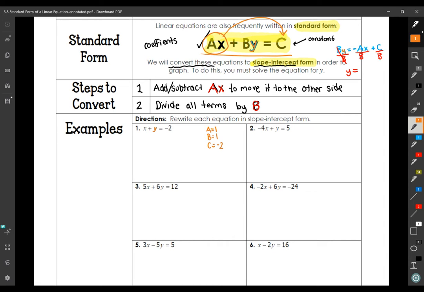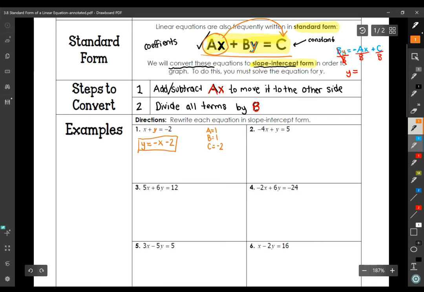So the first thing we have to do is add or subtract the x term and move it to the other side. So we're going to do that. y is equal to -x minus 2. Okay? So we would have one more step, except for the fact that y doesn't have a number next to it. So we've already isolated this equation for y.